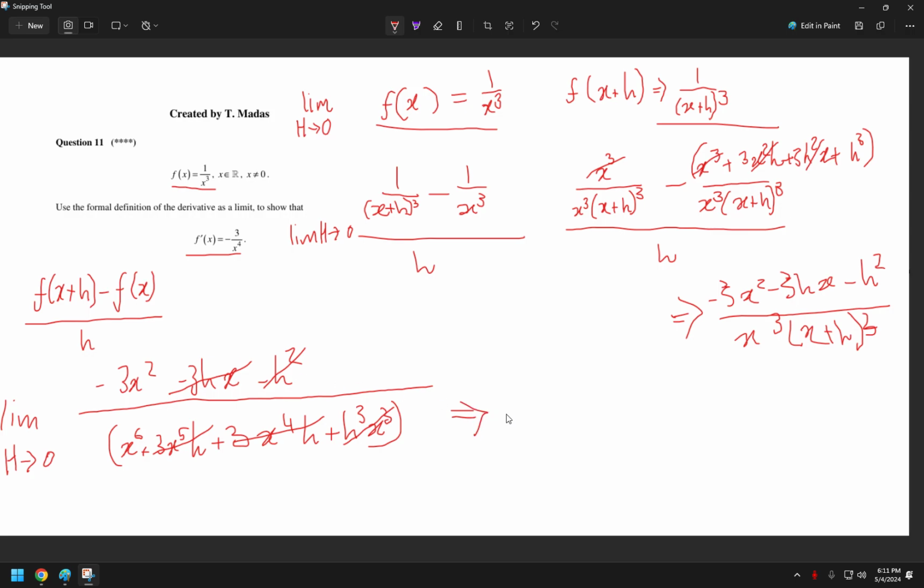So I'm left with minus 3x squared over x to the 6. Now dividing the top and bottom by x squared, I will get rid of the x squared from the top, and the 6 will become a 4. So minus 3 over x to the power of 4, which is what we were trying to prove in the question.